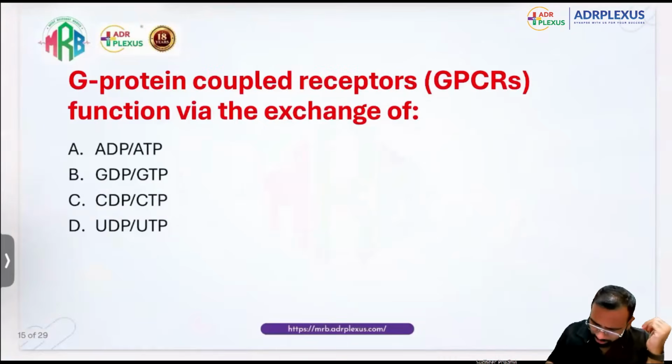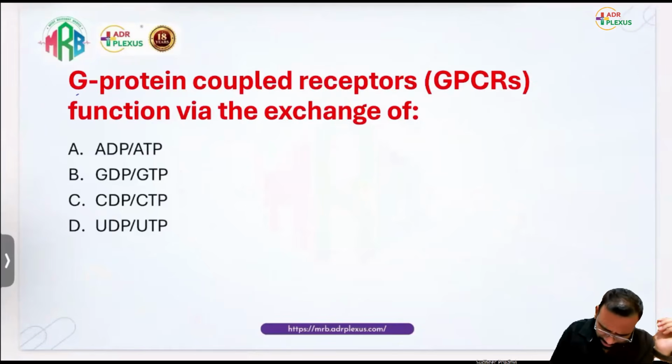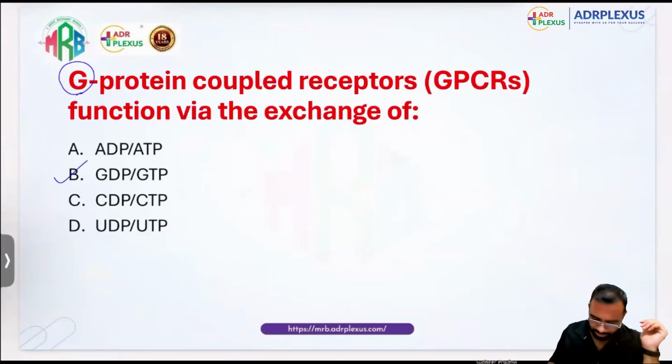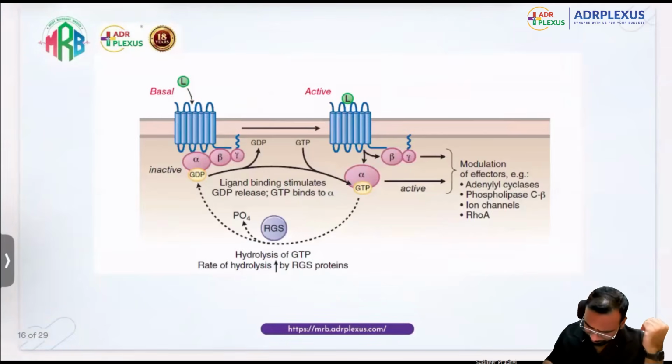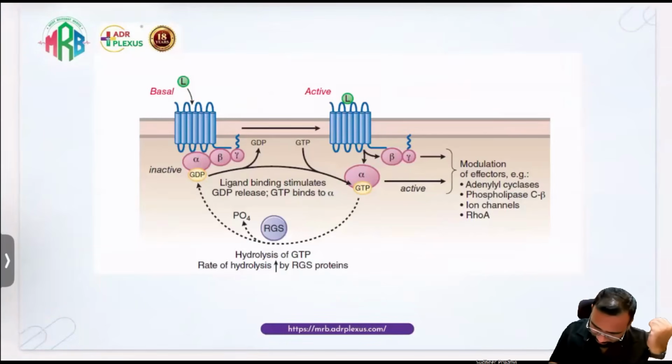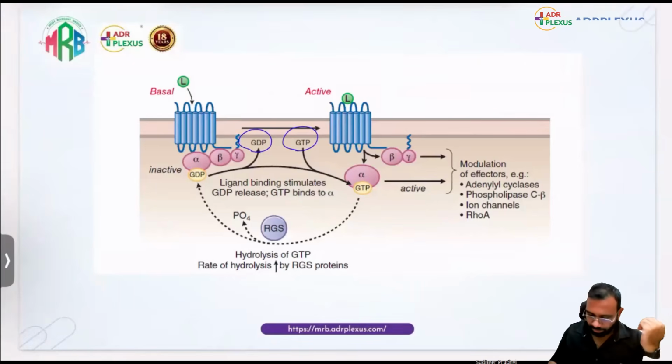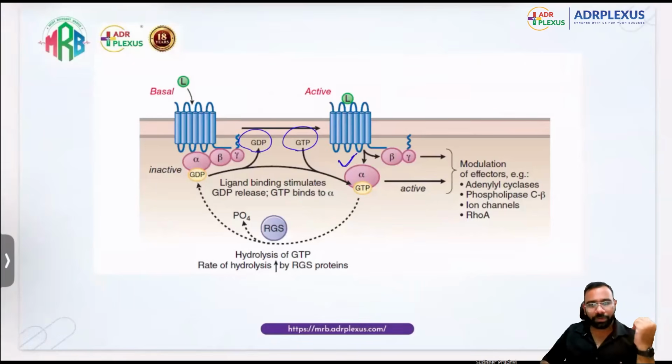Now come to the next one. G protein coupled receptor function via exchanger. That's a very simple one. G protein, G itself, GDP. Simple, nothing much. The name itself is saying it. Very basic question. This is GDP, GTP. That's what the alpha subunit is going to do, right? So that's all about this GPCR part.